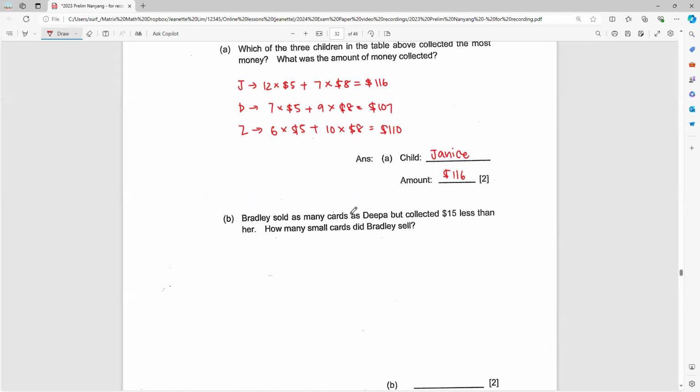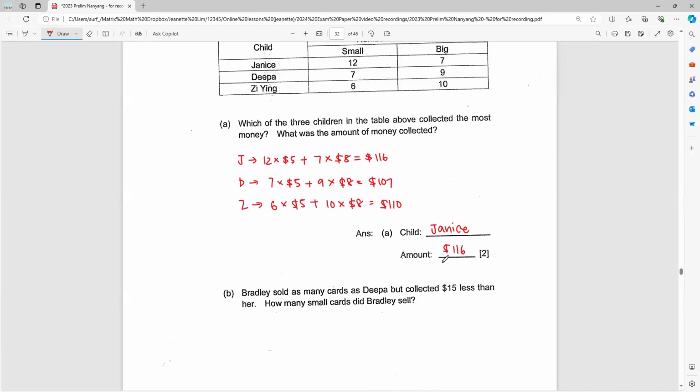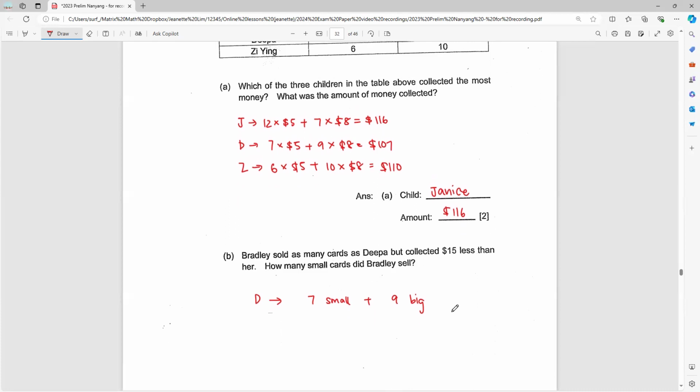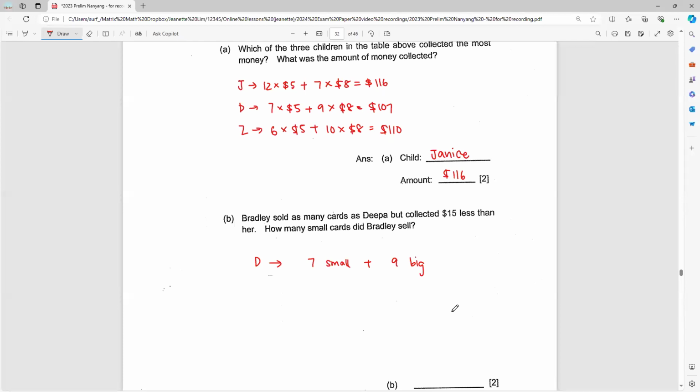B, Bradley sold as many as Deepa, but collected $15 less than her. So how many small cards did Bradley sell? Okay, compare it to Deepa. Deepa has 7 small plus 9 big. So total 16 cards. Bradley also sold 16 cards, but he collected less. So what do you know? Did he sell more of the small or more of big compared to Deepa?